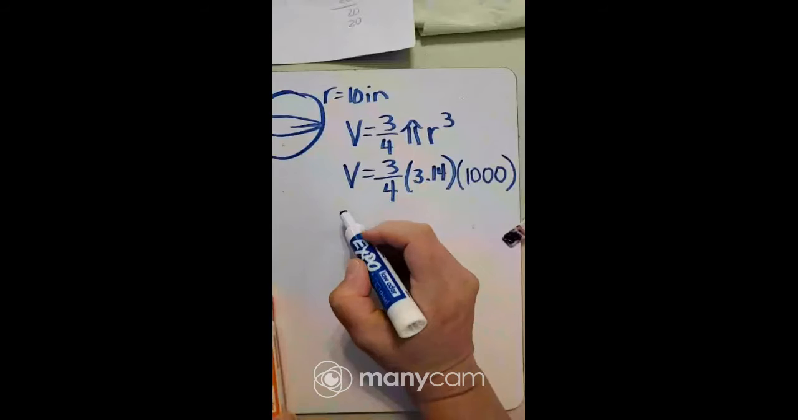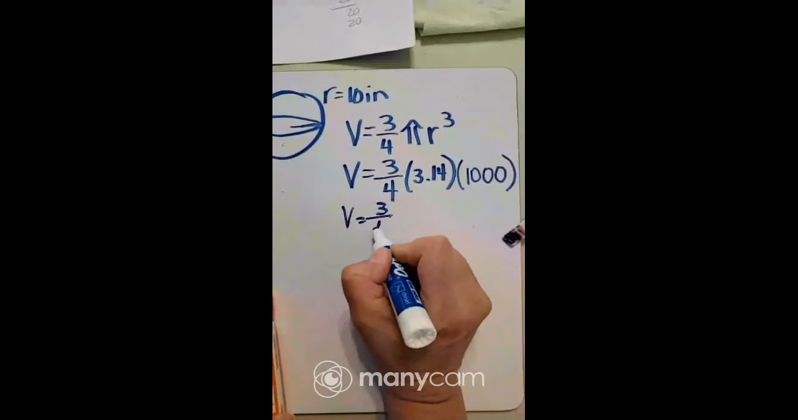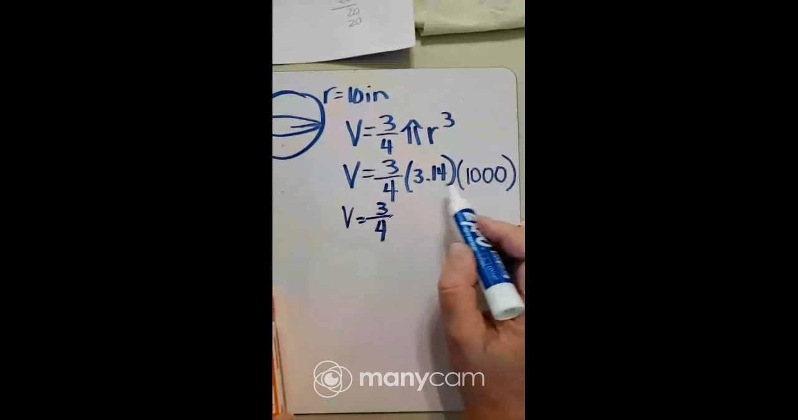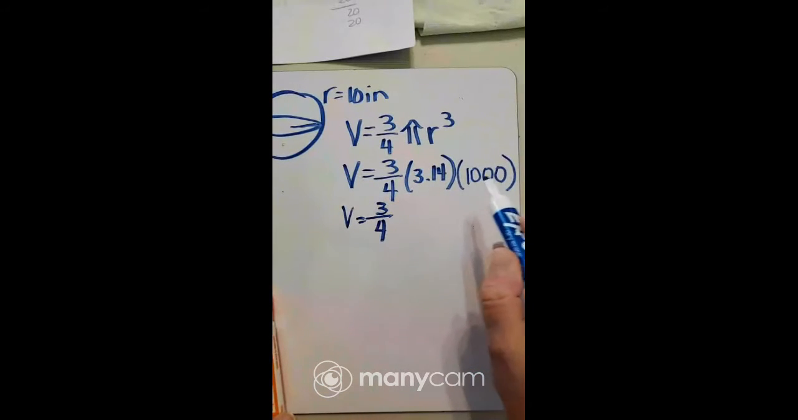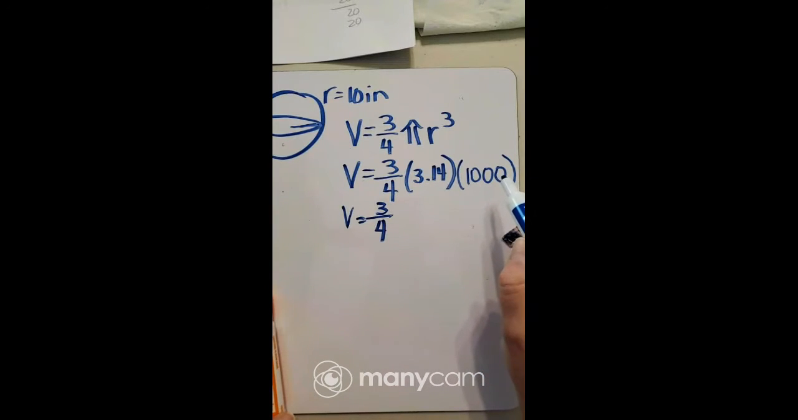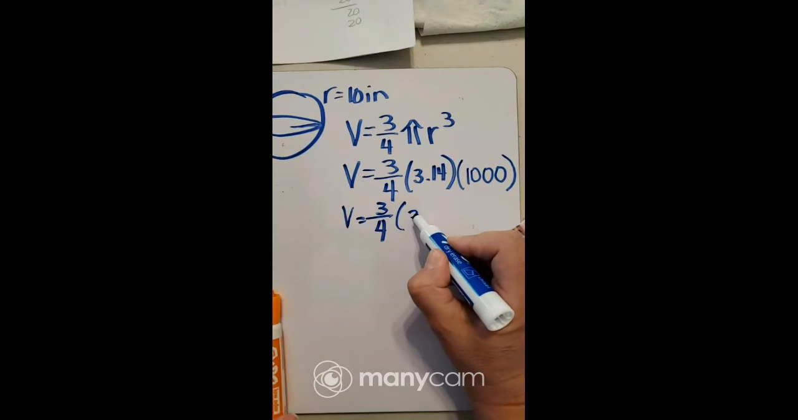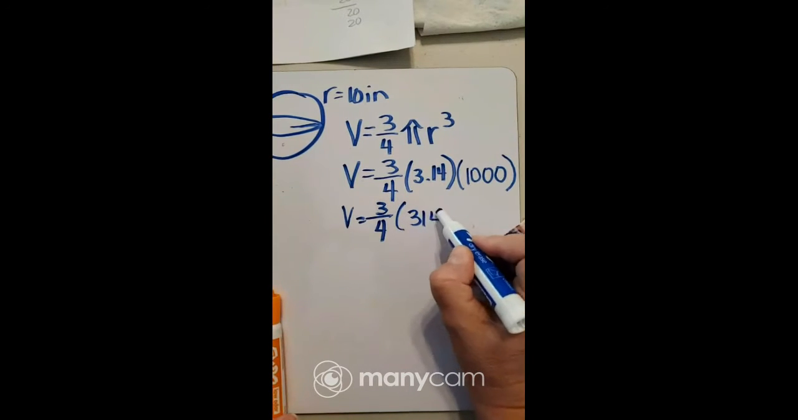So solving this formula, I have volume equals 3/4. I'm going to do this math here. 3.14 times 1,000. I'm going to move my decimal point over 3 places. I move it over the number of places that there are zeros when I'm multiplying with something that is a factor of 10. Okay? So this is 3,140.